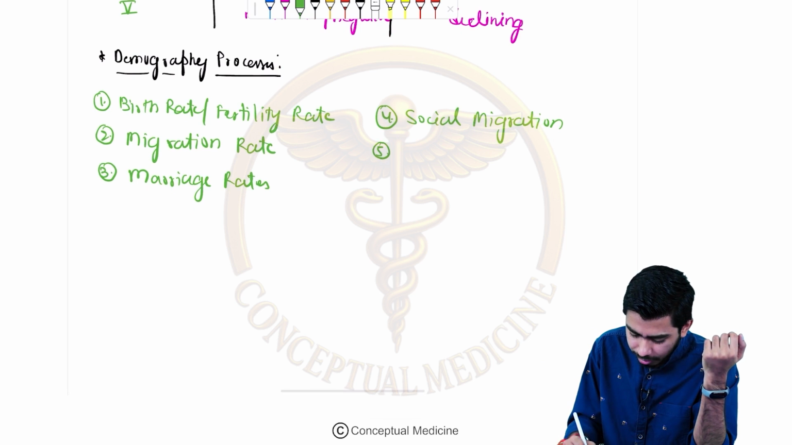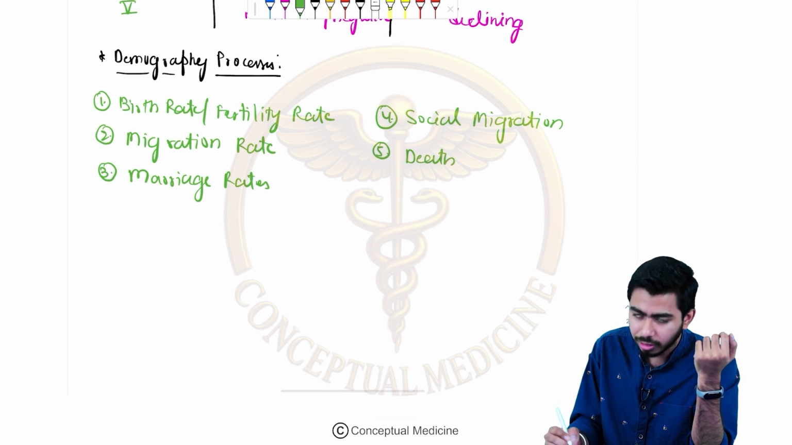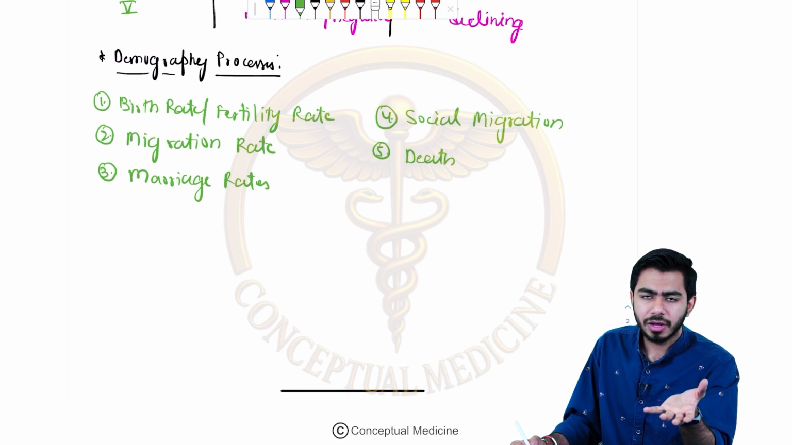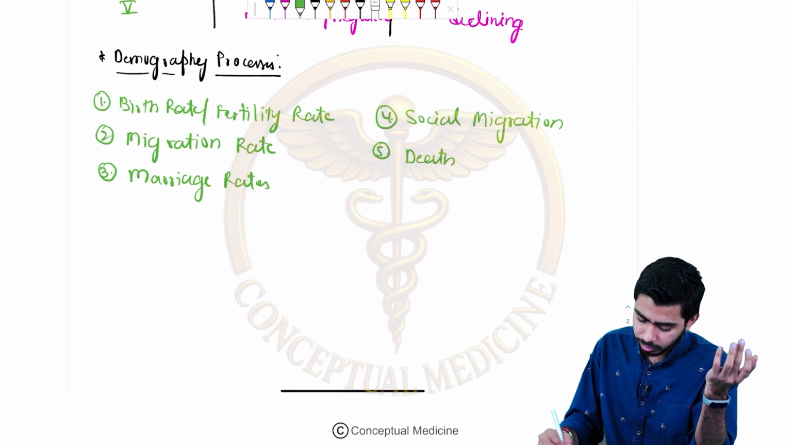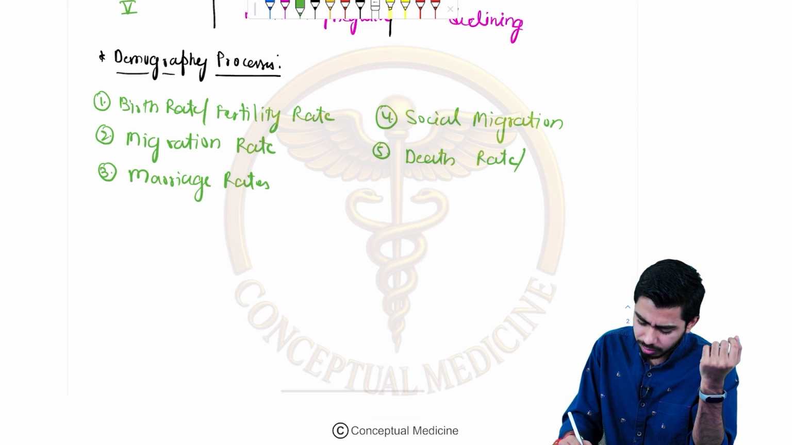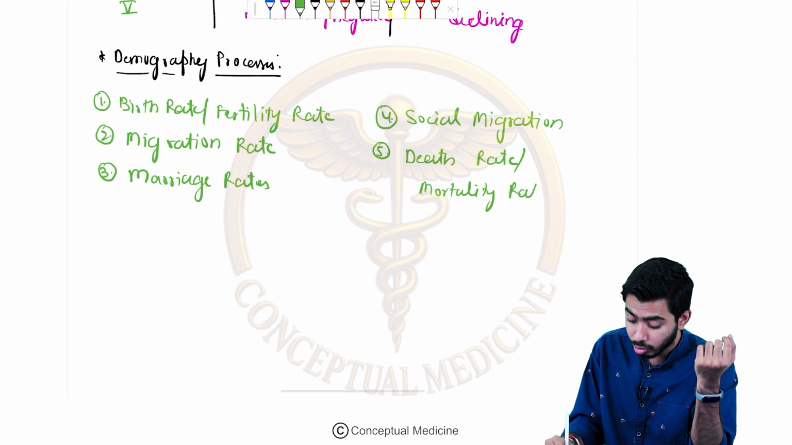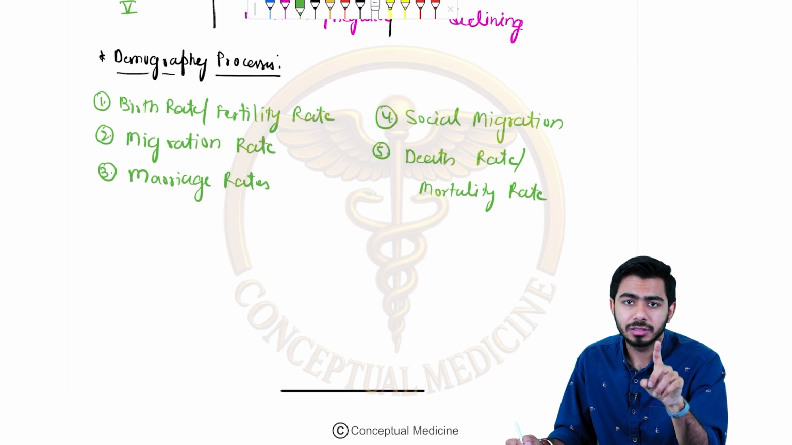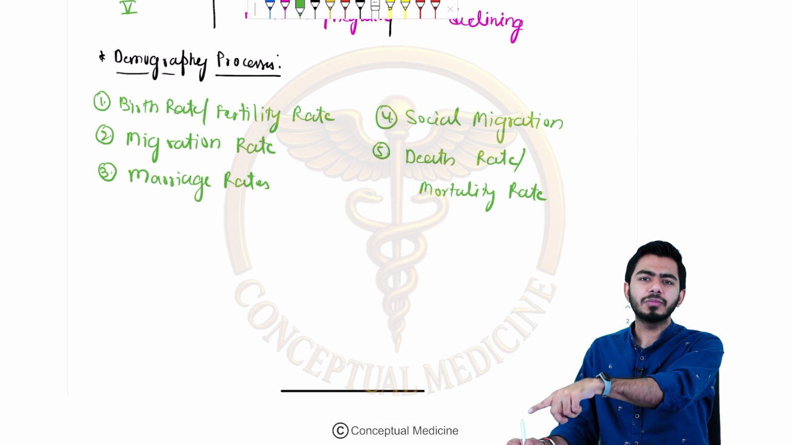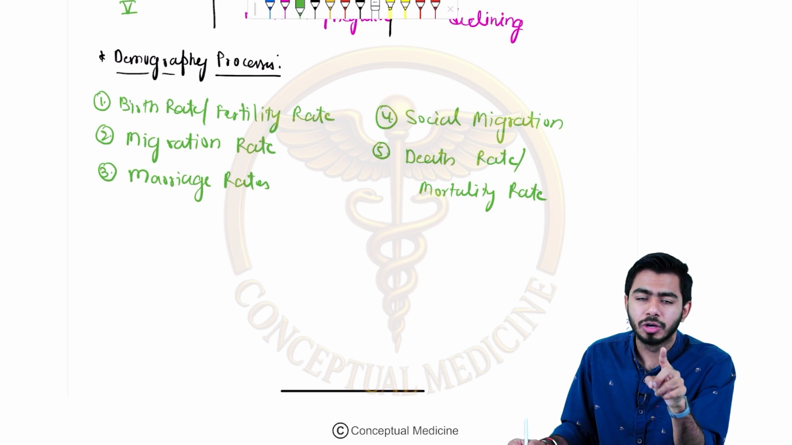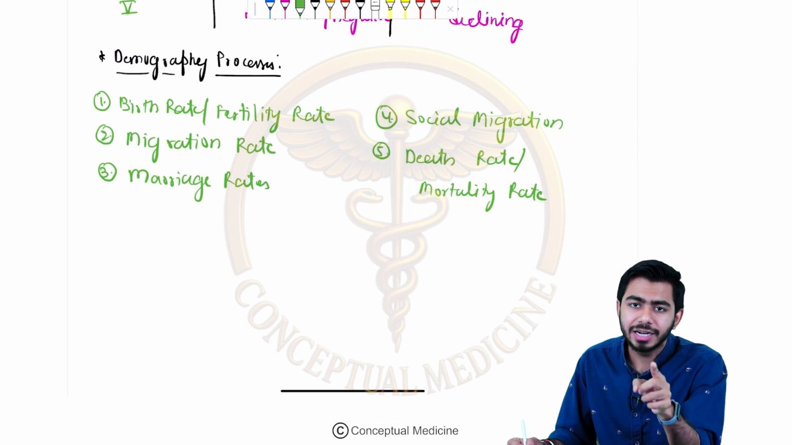And at last there could be the death, so that is the death rate. Obviously somebody who comes into this particular environment has to go at last. So death rate, or mortality rate, is the same thing. But morbidity is not the case. Which of the following is not a demographic process? Morbidity is not. Morbidity is sickness, mortality is death.